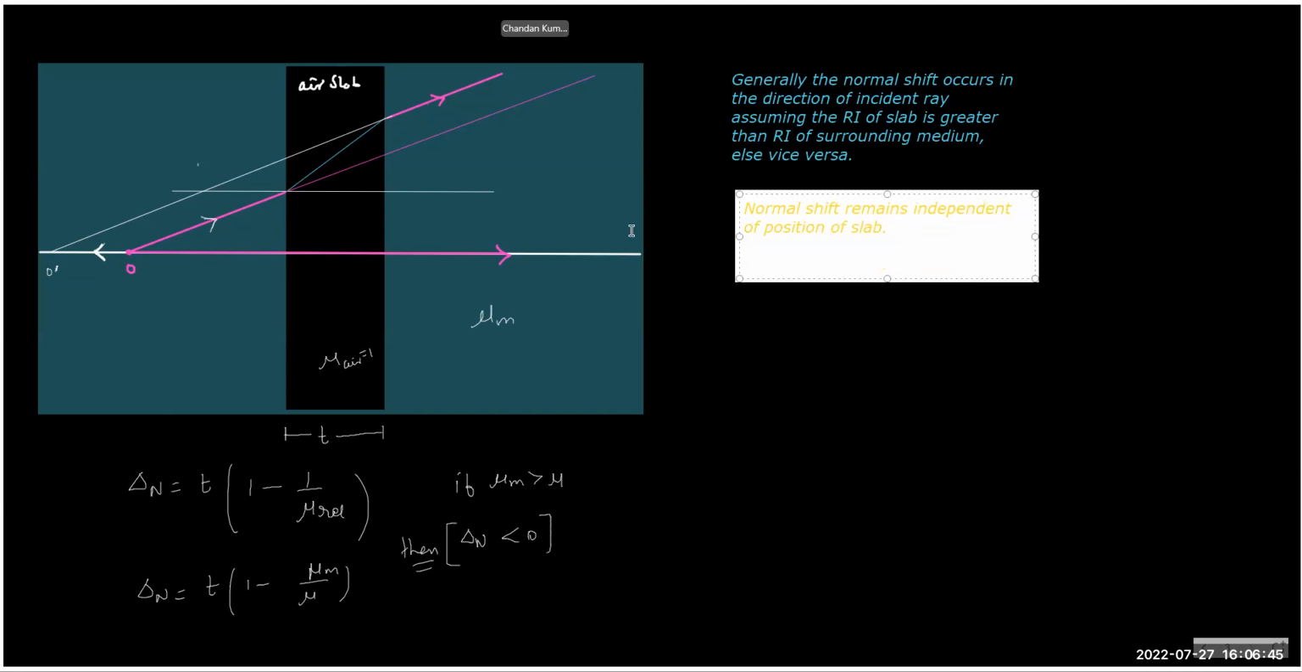Any other idea that we need to be careful about? I think the normal shift formula is applicable for near normal incidence. Okay.